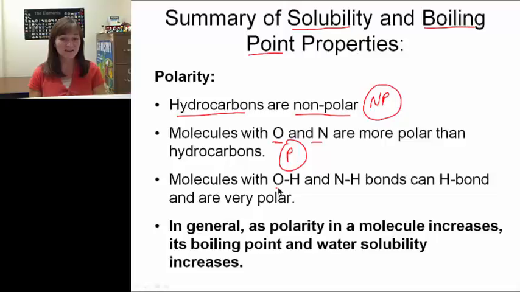If that oxygen happens to be bonded to a hydrogen, or the nitrogen is bonded to a hydrogen, that means that molecule can hydrogen bond, and we are going to label that one very polar. So if it has an OH or an NH, it's very polar. If it just has an oxygen and a nitrogen that's not bonded to a hydrogen, we're just going to say it's polar. And only carbon and hydrogen is nonpolar. Okay, so that'll be your first thought process.